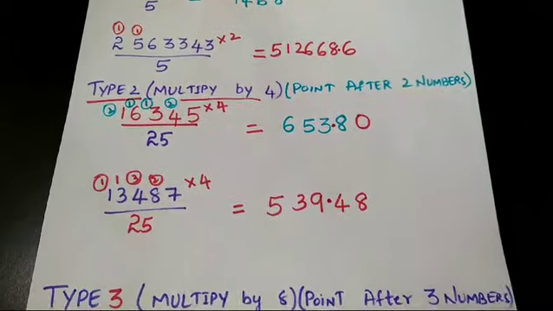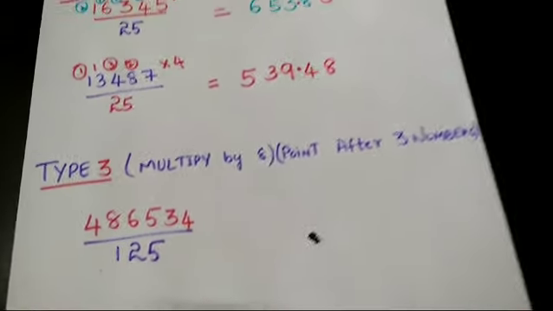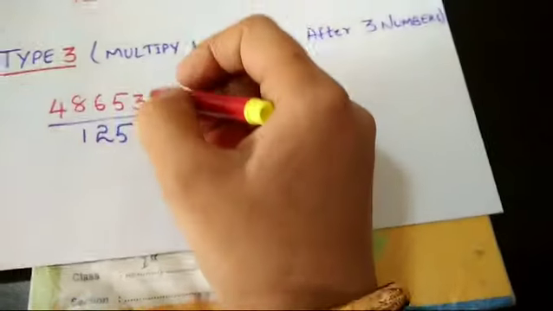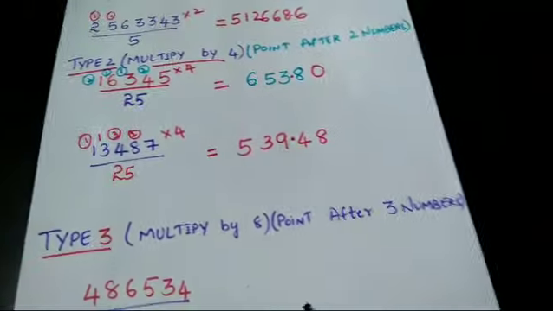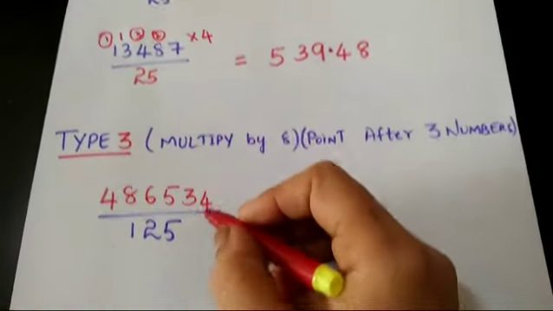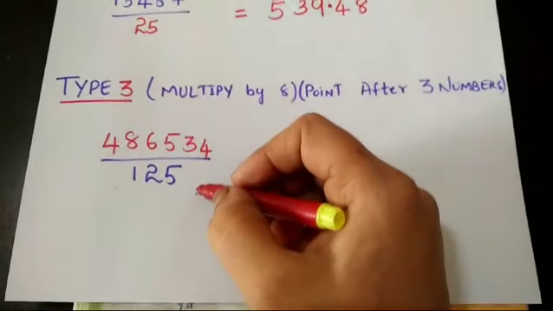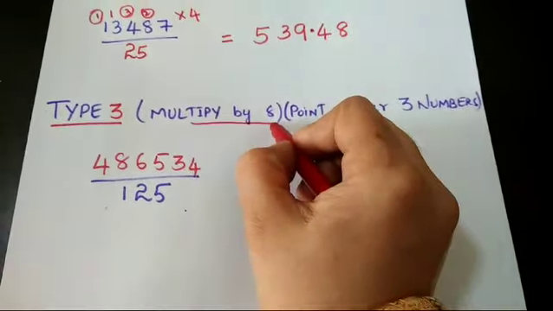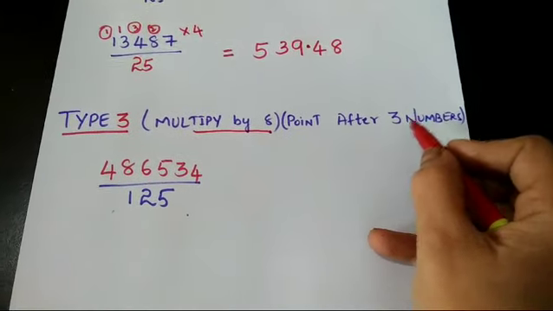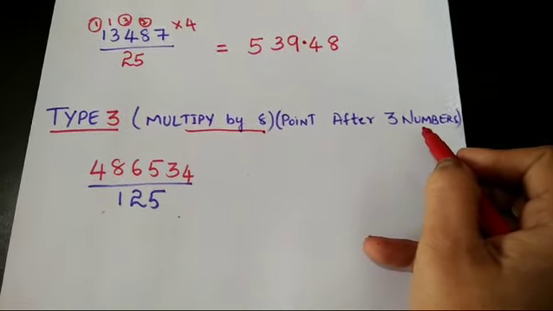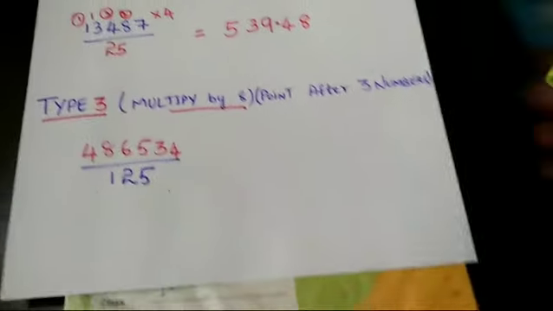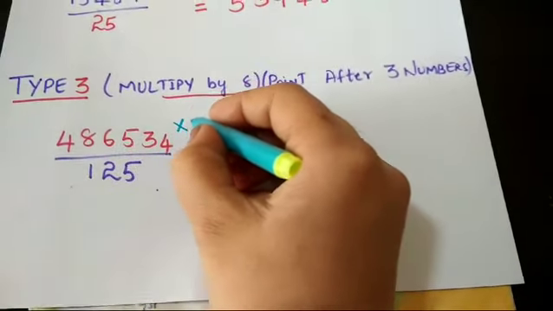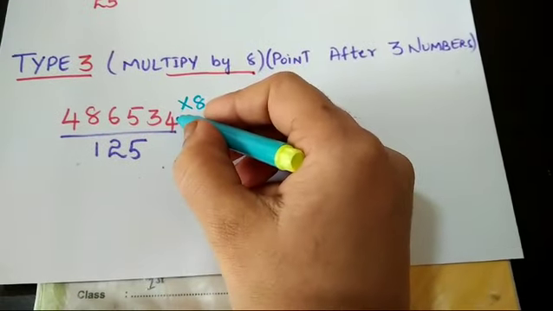Isn't it easy? Yes. Now if you get a bigger number like this, what are you going to do? Divided by 125. 125 is such a big number. Here also just multiply by 8 and put a point after three numbers. Isn't it easy, friends? We will do it. Now multiply by 8. 4 8s are 32.